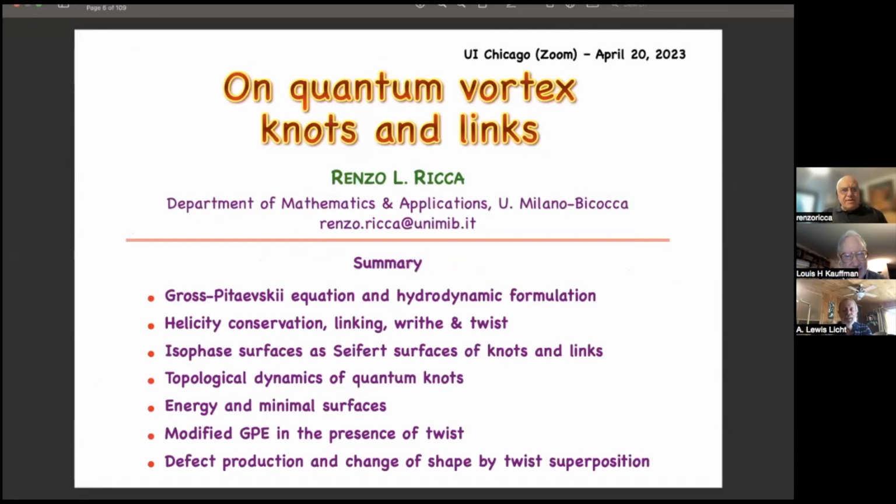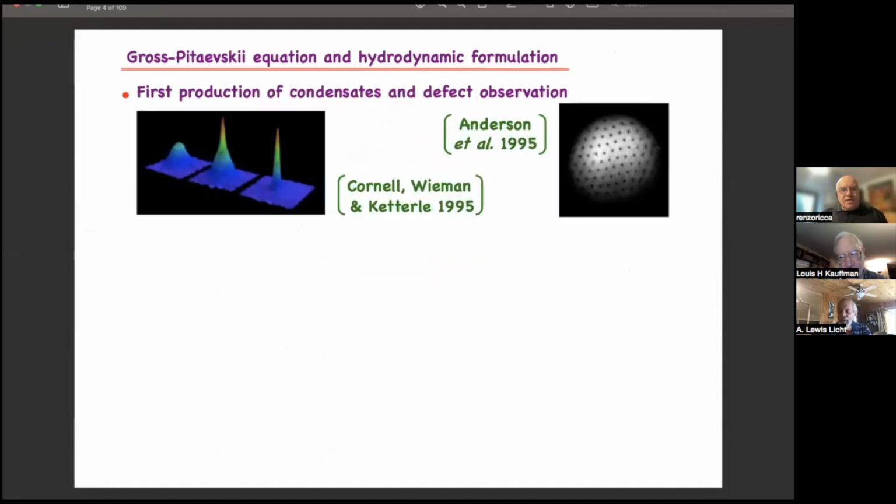You have the summary. By the way, you could send us the slideshow as well later, and we will put it in our Dropbox. Right. So please confirm that you see this slide where you see the defects.